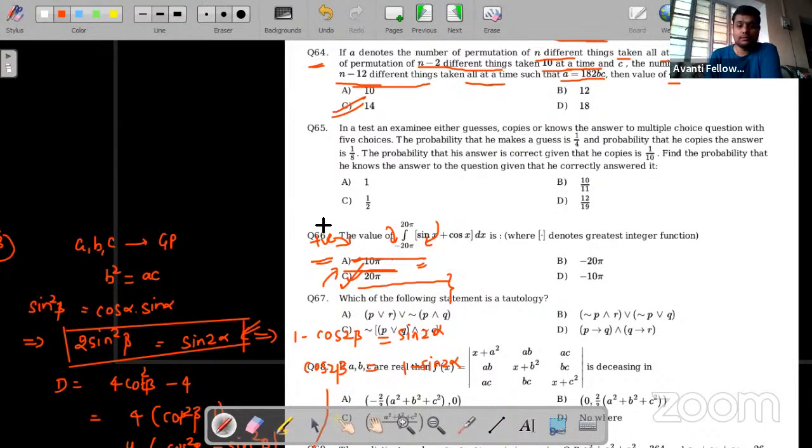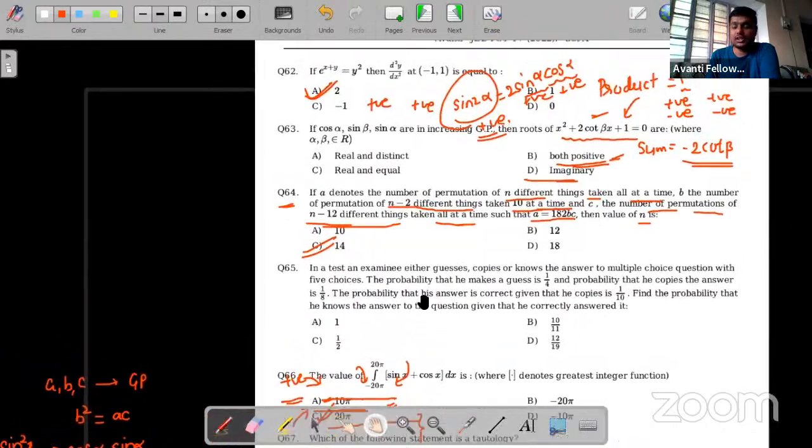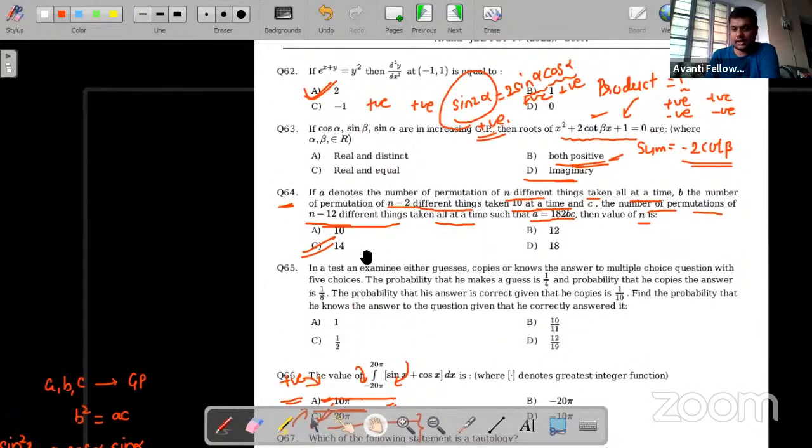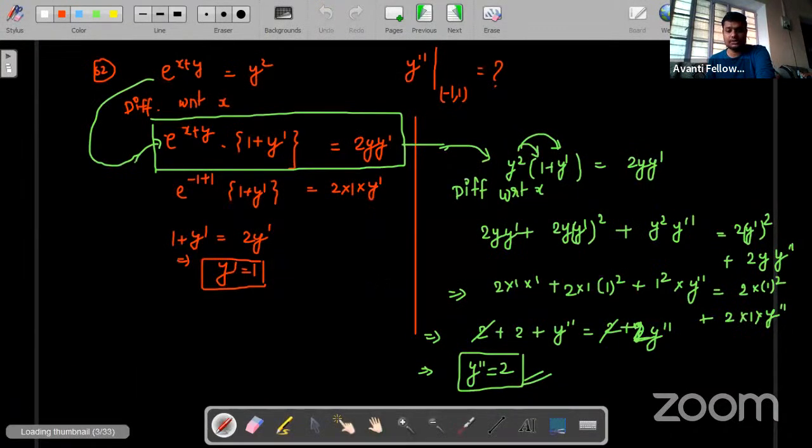So with those 4 questions, you can see how easy the questions were in this exam. Question number 61 was moderate, let's say, but 62 was very easy. 63 was moderate again, but 64 again is very easy. So out of these 4 questions we could have solved 2 very easily, right? Now moving on to question number 65.